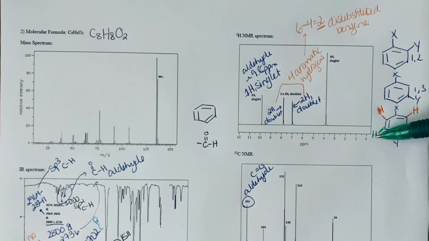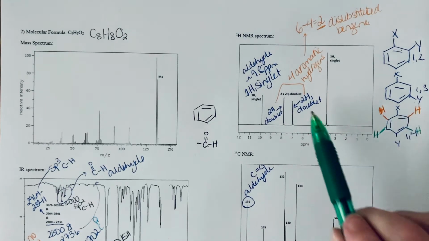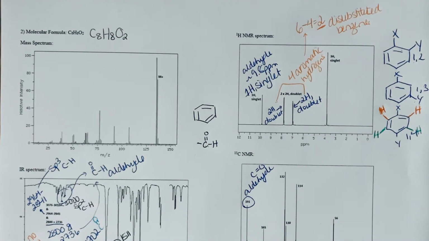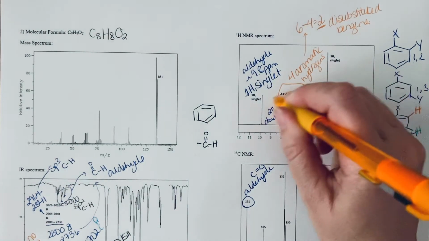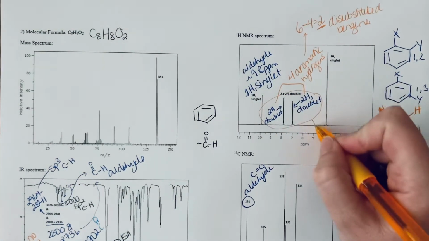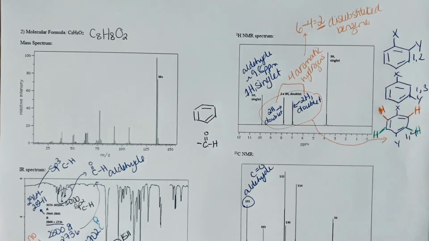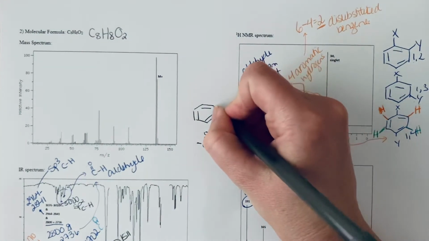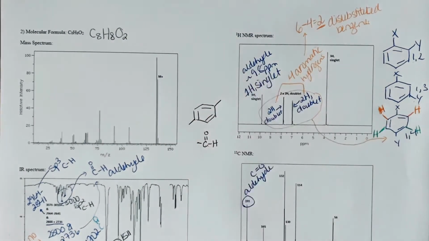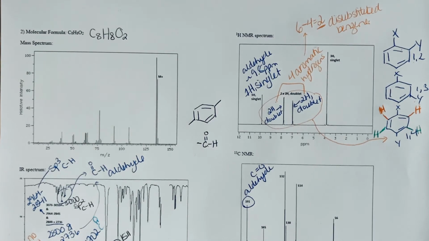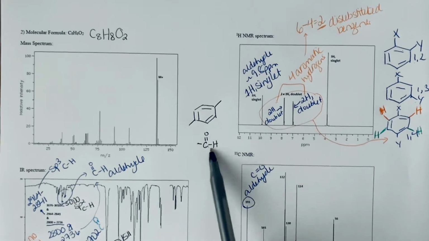So 1 adjacent hydrogen, so N is equal to 1, and 1 plus 1 is 2. So that's why we're seeing doublets. This sort of pattern in particular is very characteristic of a 1,4-substituted benzene ring. So I'm going to go ahead and say now that these groups, whatever they are, are on opposite sides of the ring.